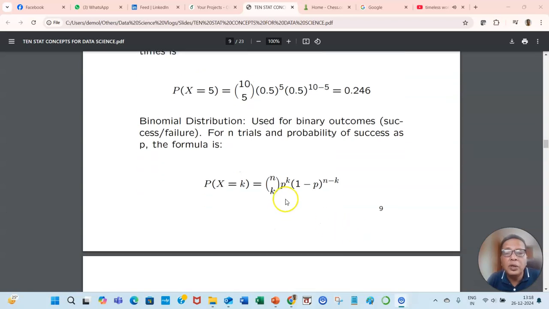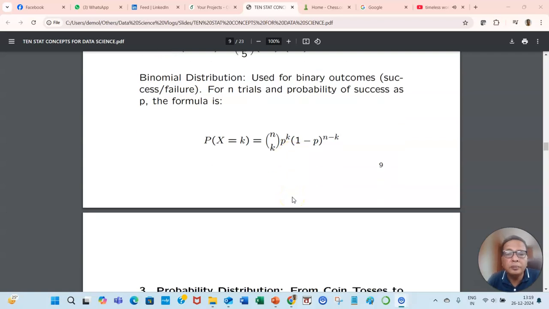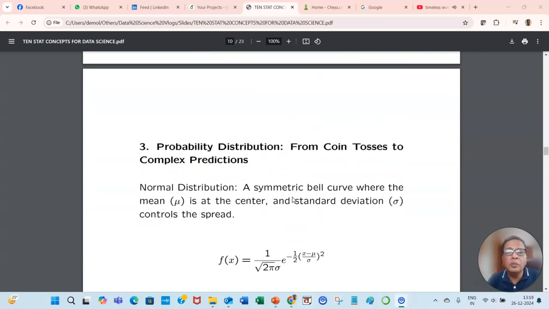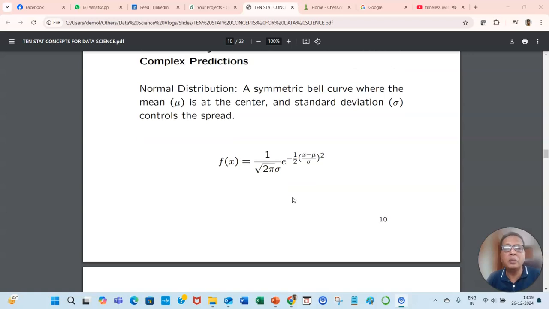That's the binomial distribution. Here is the general mathematical formula: nCk p to the power k, 1 minus p to the power n minus k, with k taking values 0, 1, 2 up to n. Then we have a continuous distribution, which is the normal distribution.